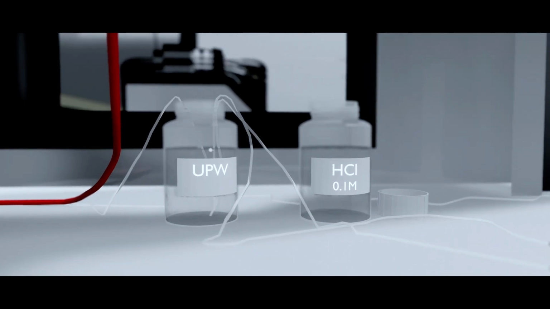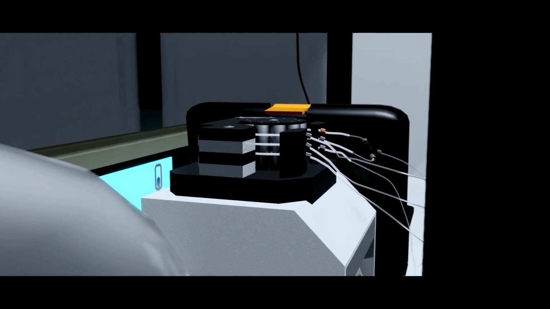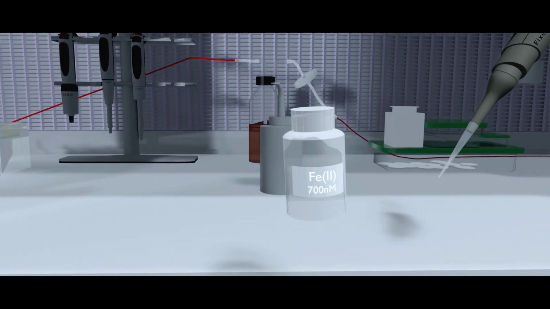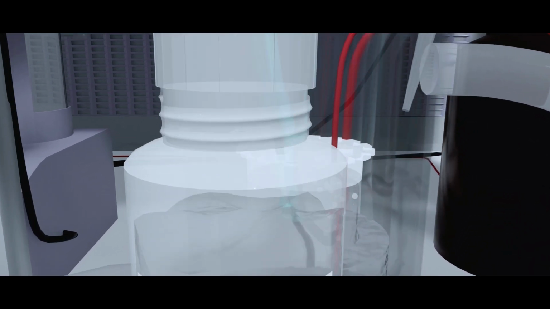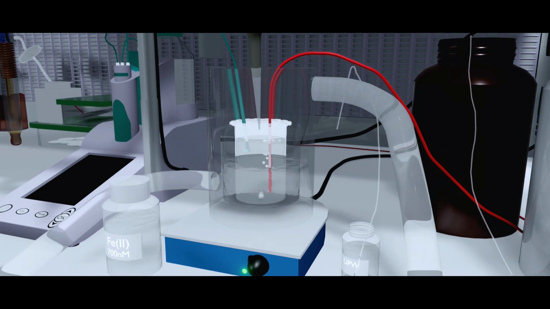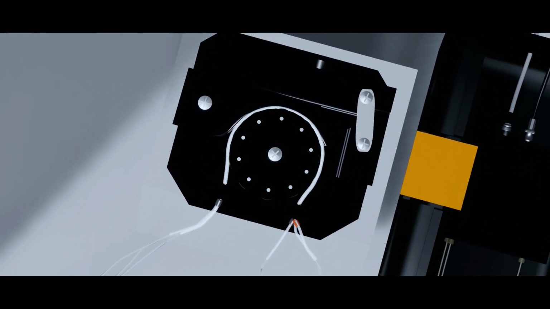Sample and reagent lines are cleaned using hydrochloric acid and ultra-high purity water. After which, they are introduced into their bottles. A known amount of iron 2 is added into the sample. 50 microliters are used to achieve a 0.7 nanomolar concentration. The sample line is inserted, and the analysis starts.